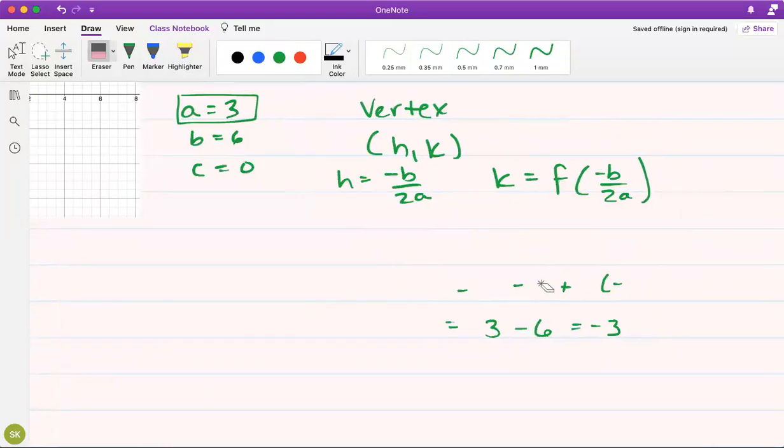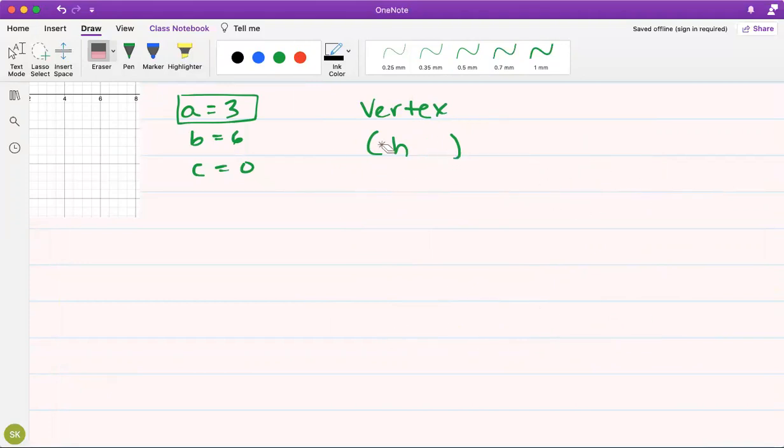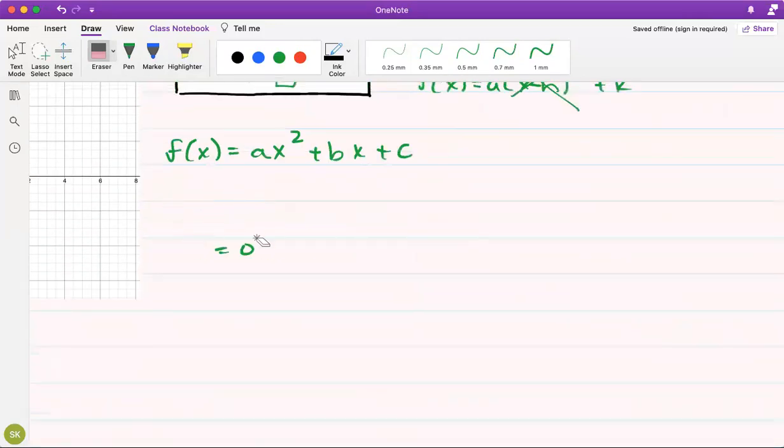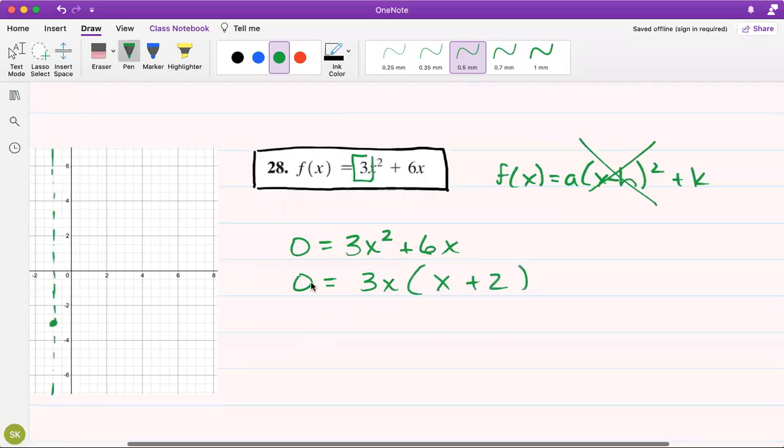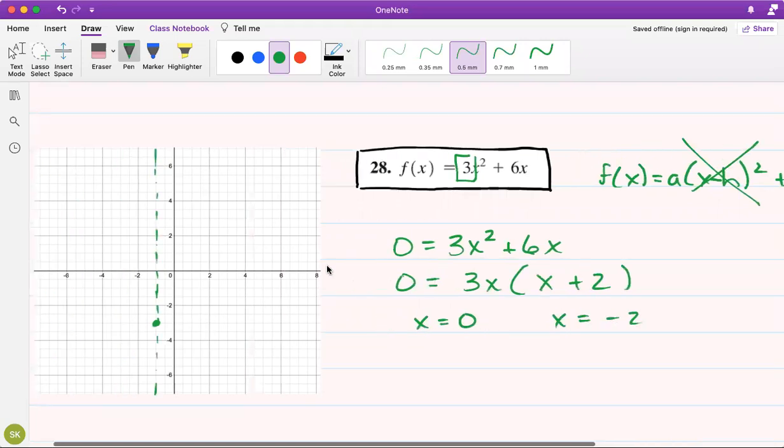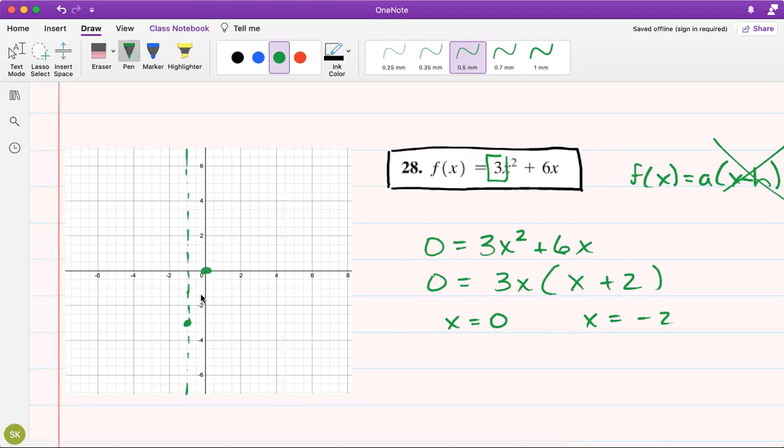This time, I think this function factors easily, which makes me want to use the x-intercepts. So if I set this function equal to 0, let's factor it. I can factor out a 3x and I'll get x plus 2. And if I set each piece equal to 0, I get x is 0 and x is negative 2. So my two x-intercepts are (0, 0) and (negative 2, 0).